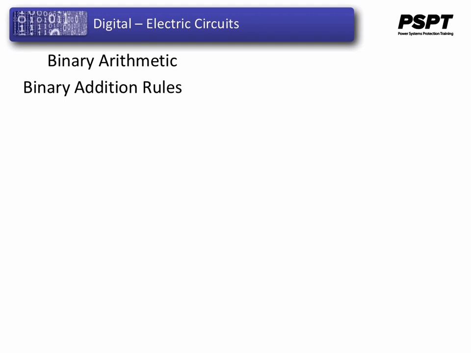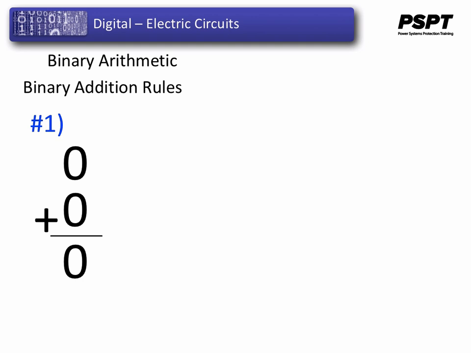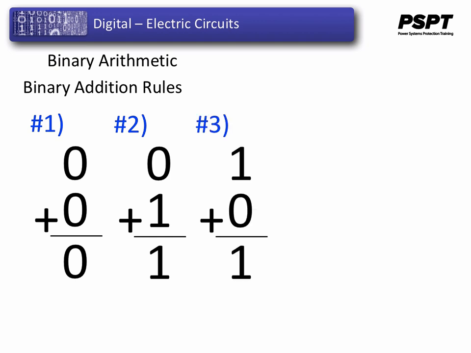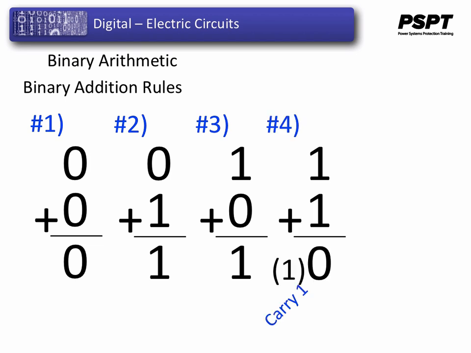The rules for addition of binary numbers are: when you have two binary numbers, 0 plus 0 adds to 0. When you add 1 to 0, the result is 1. If you add 0 to 1, the result is 1. And if you add 1 to 1, the result is 0, but you must carry a 1.